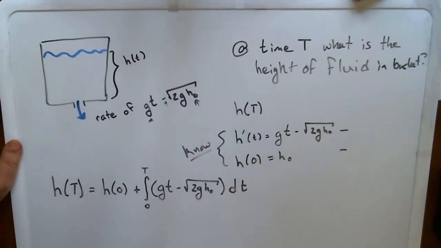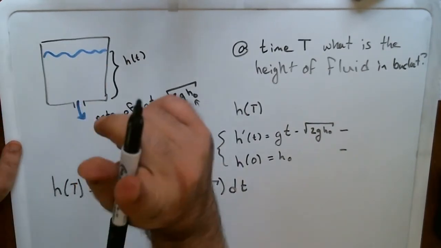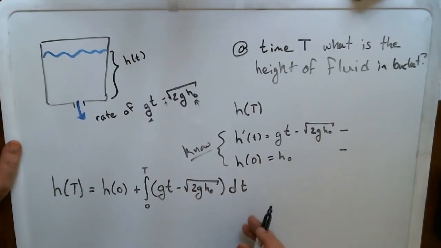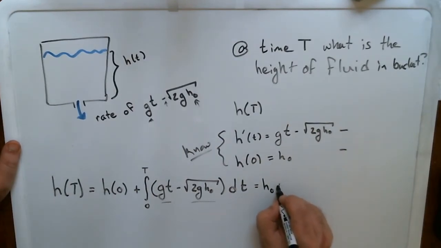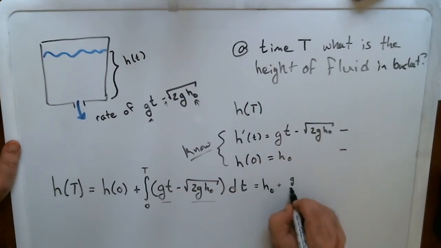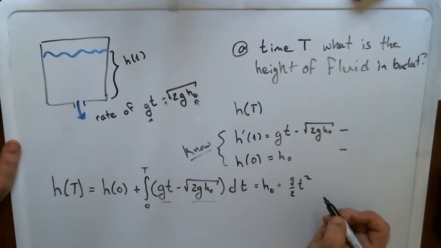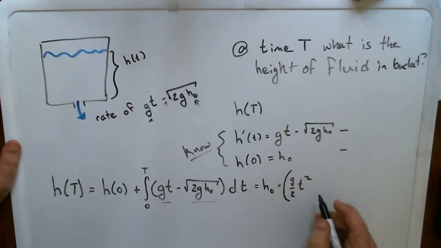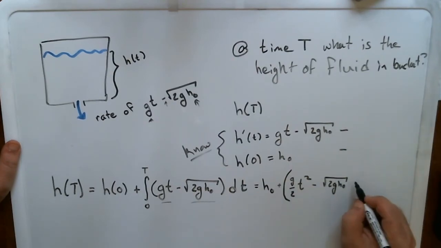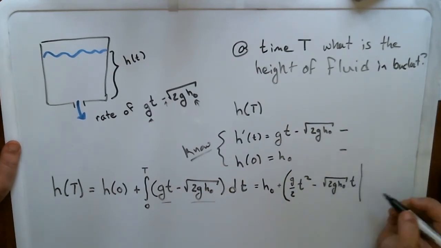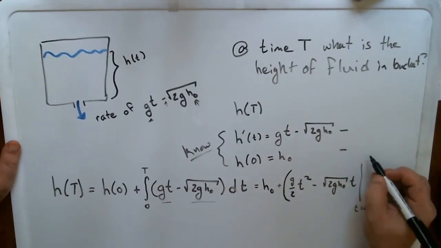Make sense? Now, you should be able to solve this by this point, but if we can't, we just should recognize it as a polynomial. This is a linear part, and this is just a constant. So it's going to equal where I started plus g over 2 t squared. I'm going to go ahead and put a parenthesis right here. Minus the square root of 2gh0 t. And then we're evaluating this from t equals 0 to big T.